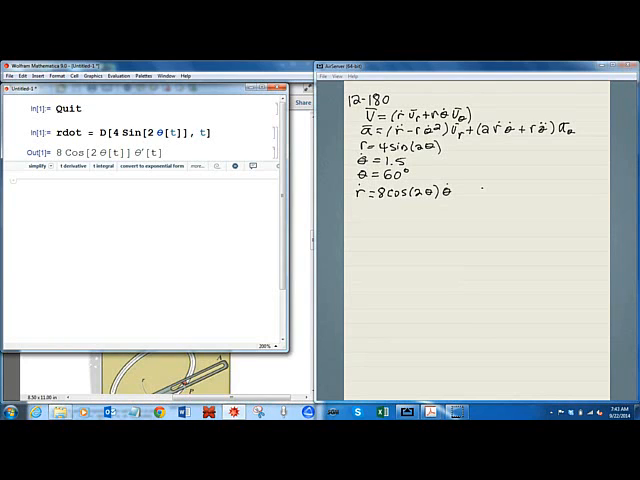How to make Mathematica take a second derivative. Can you make sure that the derivative's right? You're basically just taking two derivatives of this thing here, 4 sine 2 theta.